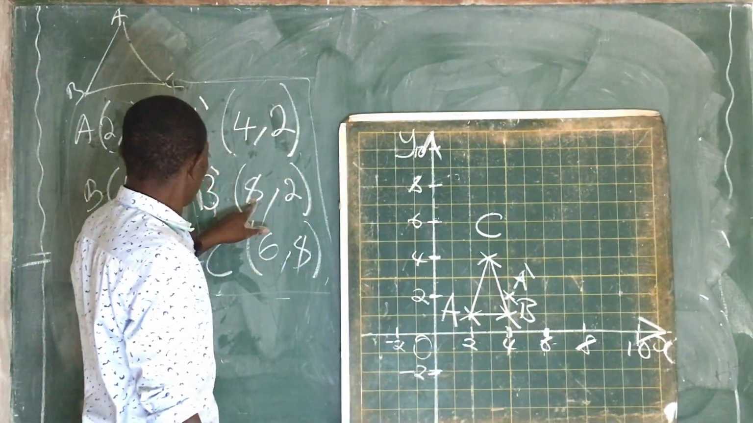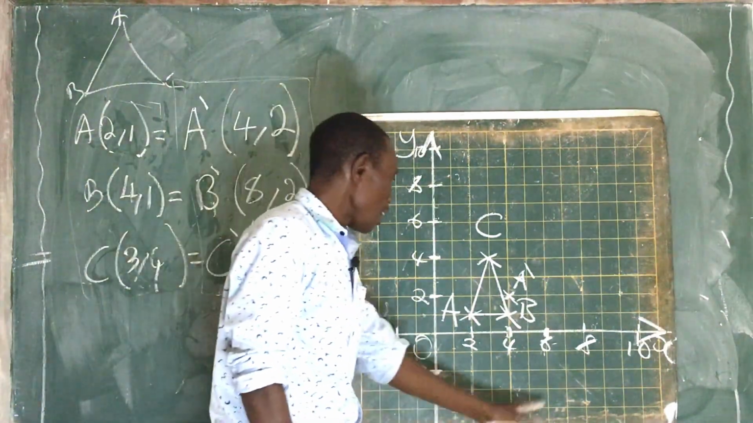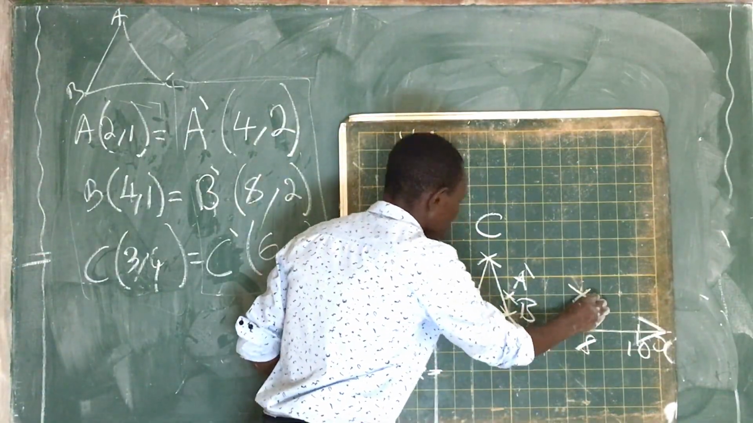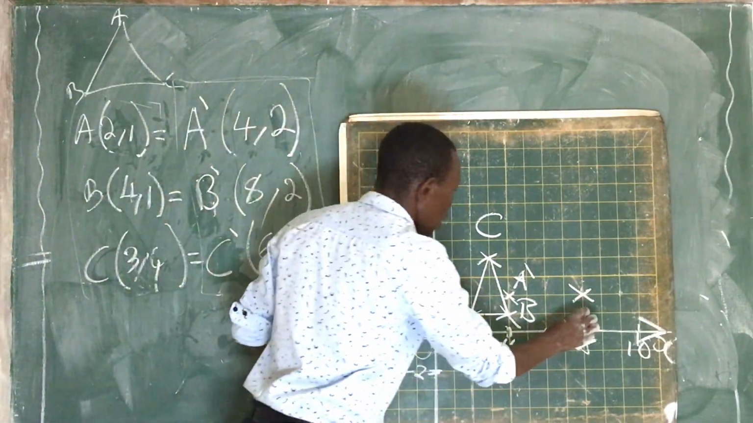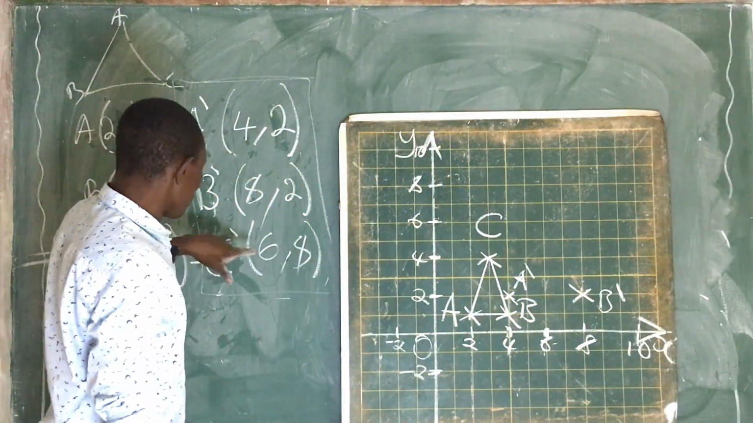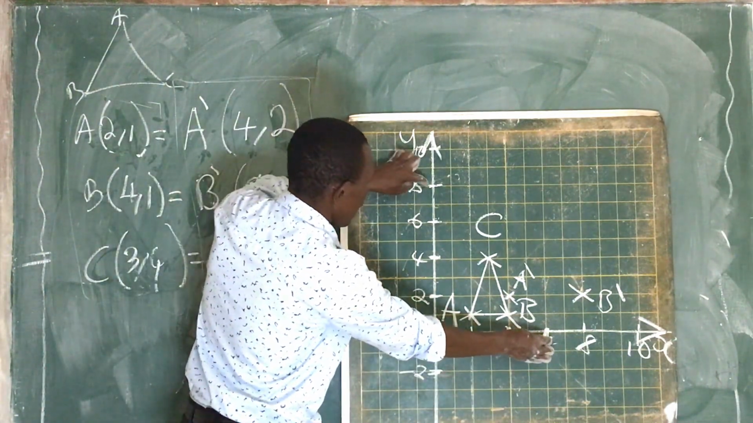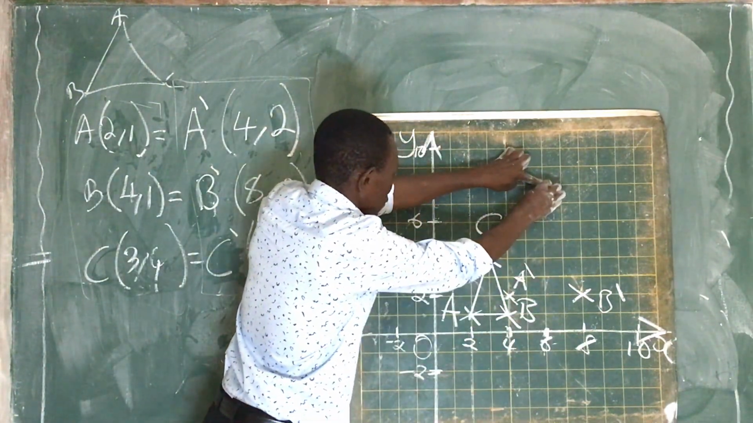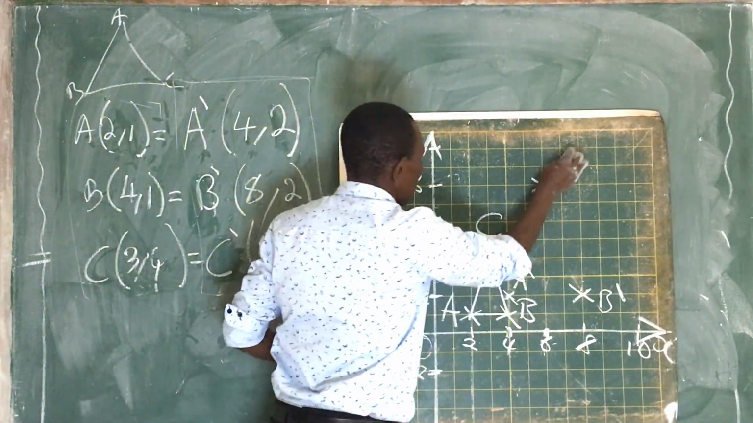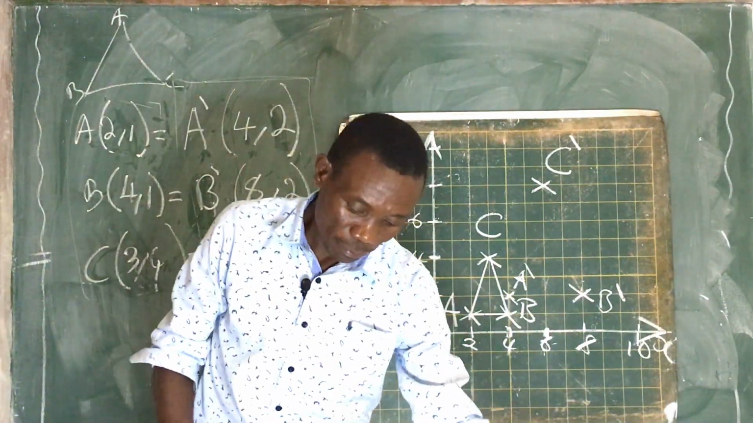X is 8, y is 2. So you come here again, x is 8, y is 2, so the point is here. Look at that. And that one is your B prime. And then x is 6, y is 8, somewhere here. So you have the point marked at that position. And that is point C, so you say that one is C prime.